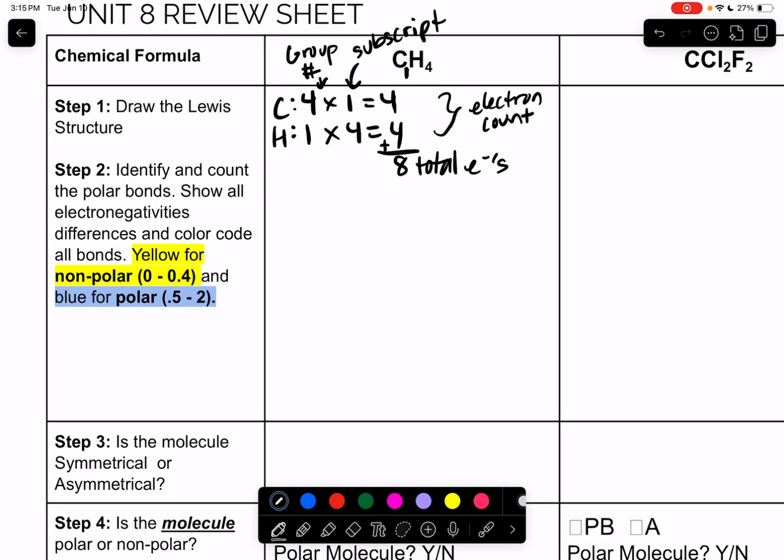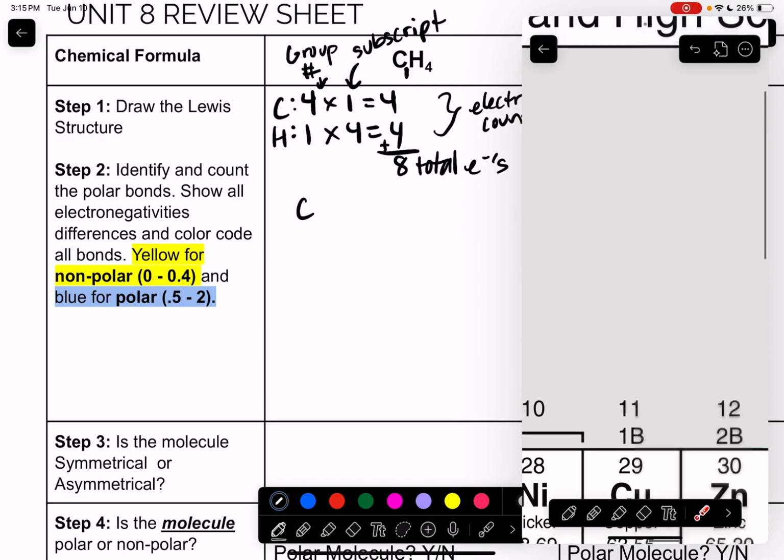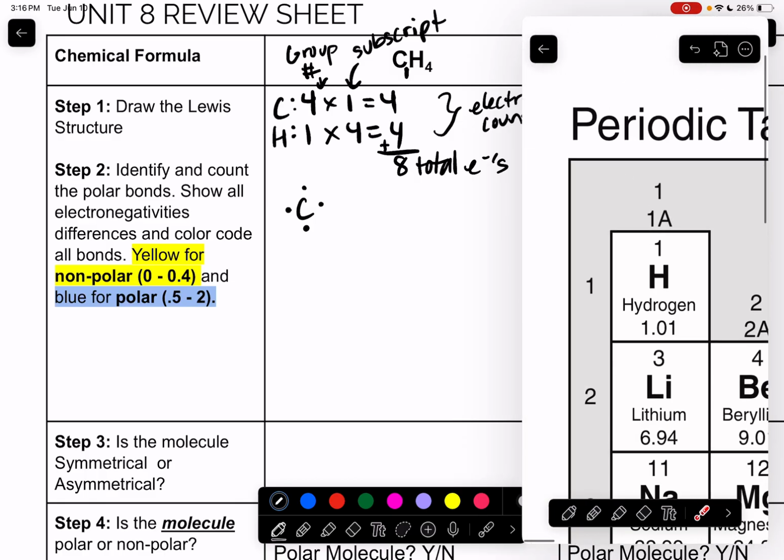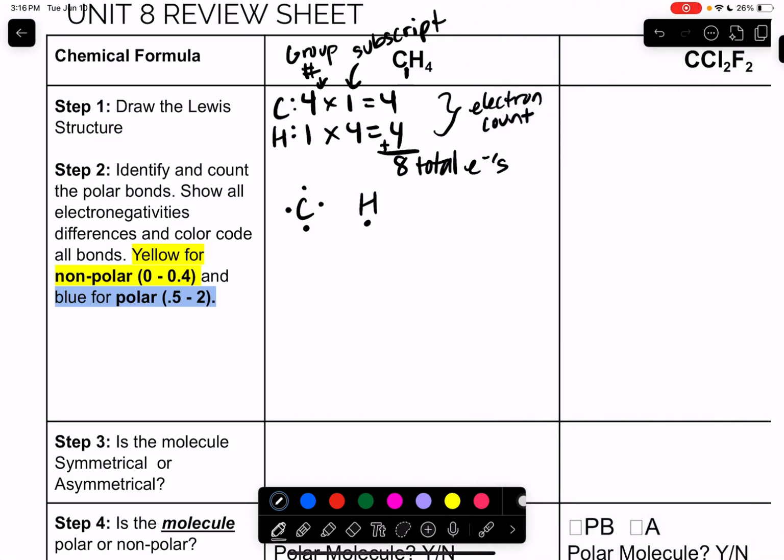Next thing I'm going to do is draw the Lewis dot structures for carbon and hydrogen so I can figure out how many bonds each one can make. Carbon, again, since it's in group 4, is going to have 4 single electrons. And hydrogen, which is in group 1, is only going to have 1 single electron. The single electrons, meaning the electrons that do not have a pair, can make bonds. So that means carbon can make 4 bonds and hydrogen can make 1 bond.